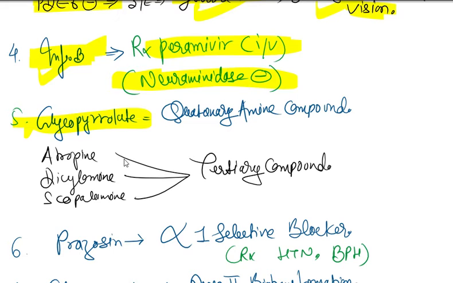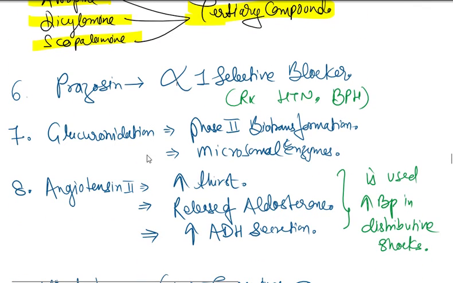Next one, glycopyrrolate. This is a quaternary amine compound, and we have three other drugs: atropine, dicyclomine, scopolamine. All these three are tertiary compounds. Next one, prazosin is an alpha 1 selective blocker. This is used for management of hypertension and BPH.